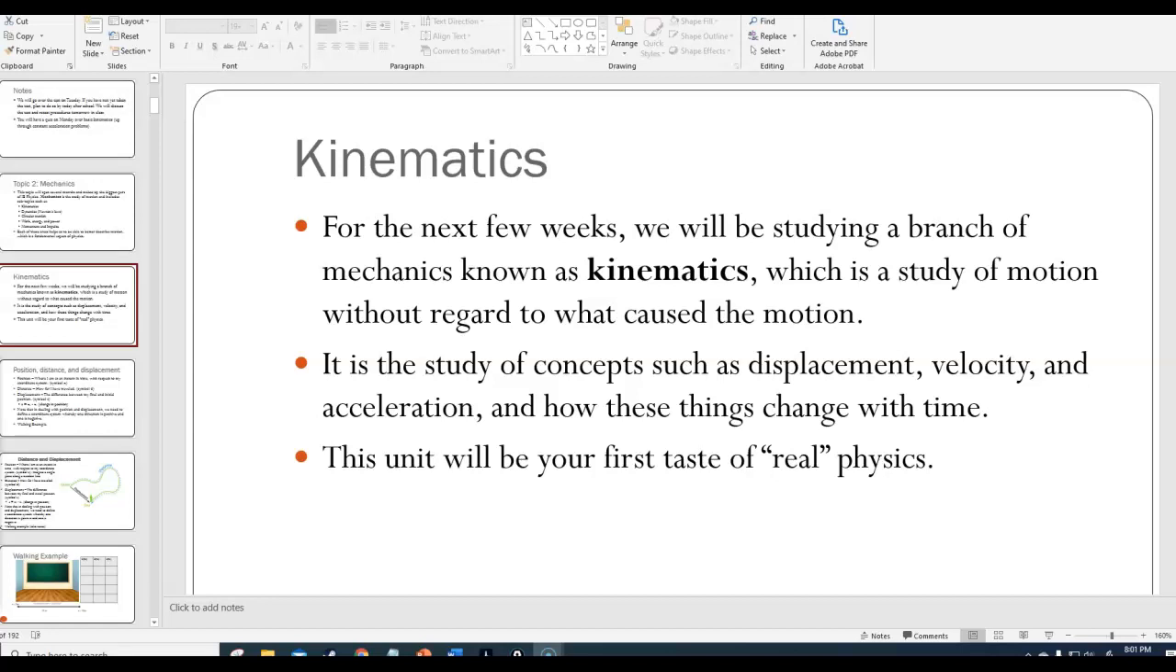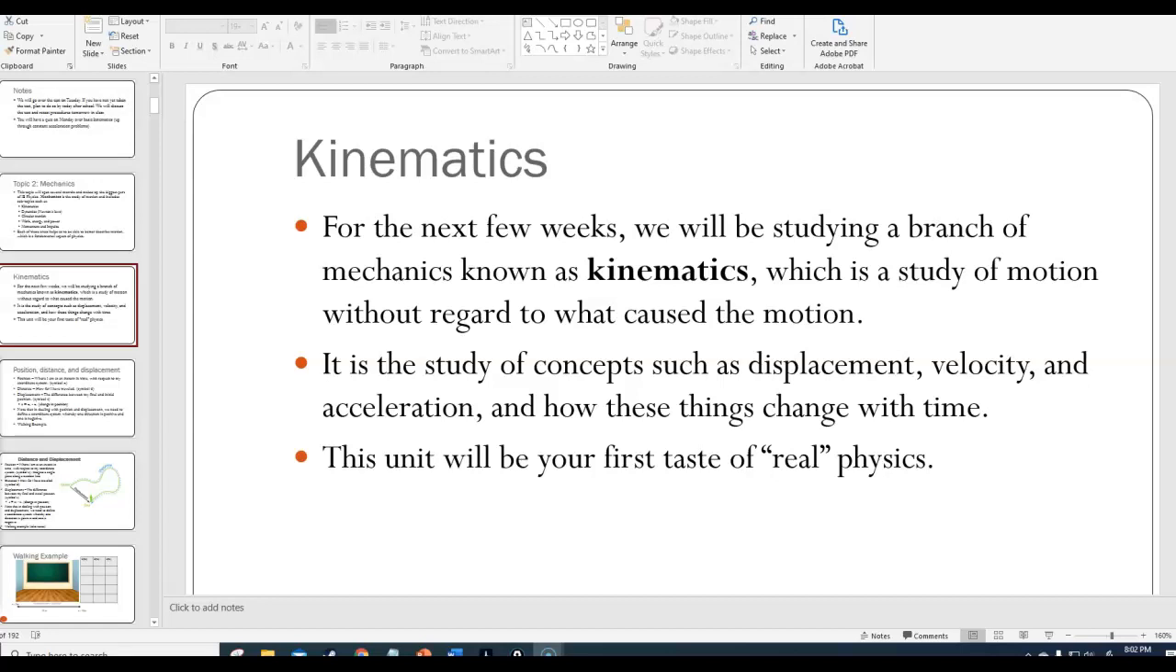Okay, so in this video we're going to start our kinematics unit. This is going to be our first mechanics unit, and basically what kinematics is, kinematics is the branch of mechanics. Remember, mechanics is the study of motion, but it's the branch of mechanics that deals with the motion of an object without regard to what caused the motion.